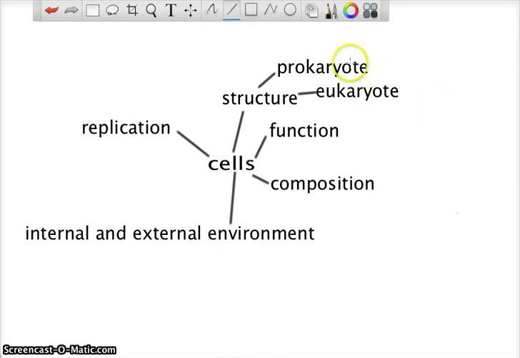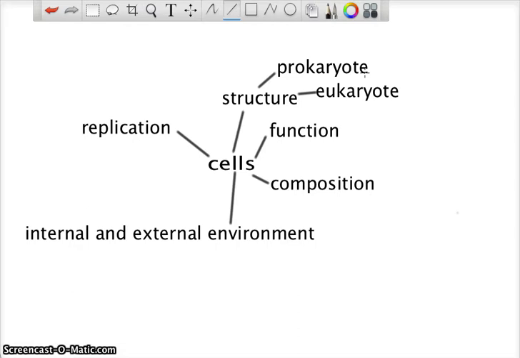We'll also be talking about the structure, looking at it from a light microscope level, which is obviously microscopic, but still doesn't show us that much detail, and also the electron microscope level, which is a lot more detailed.